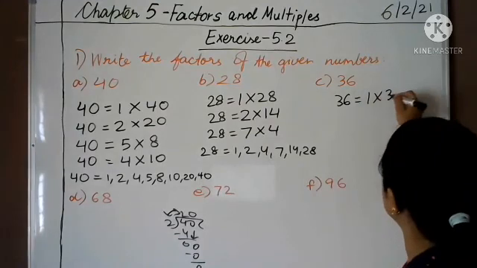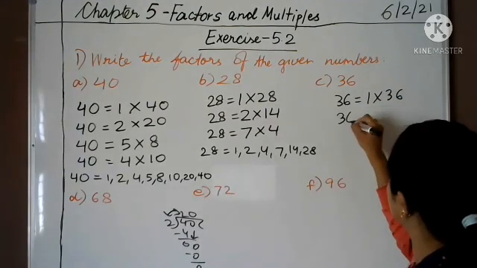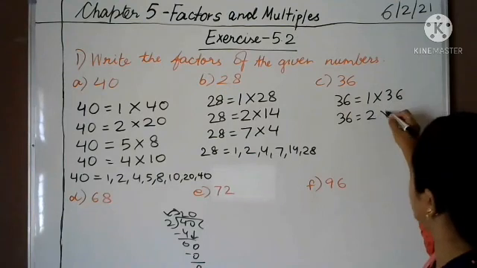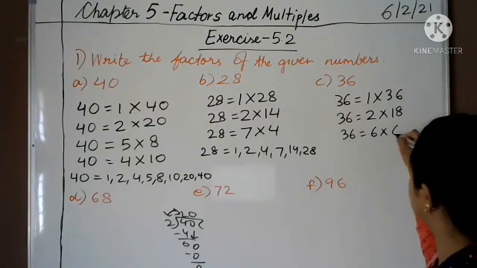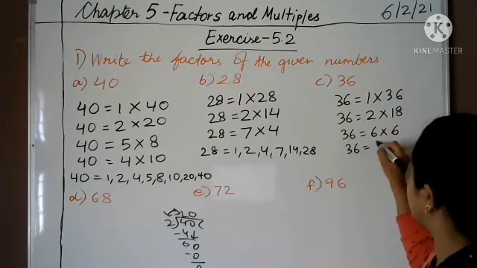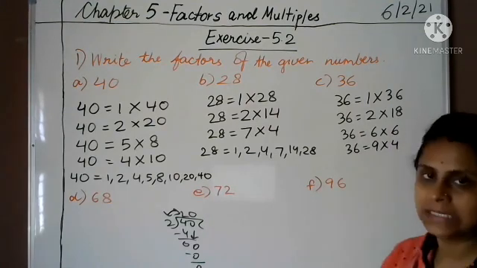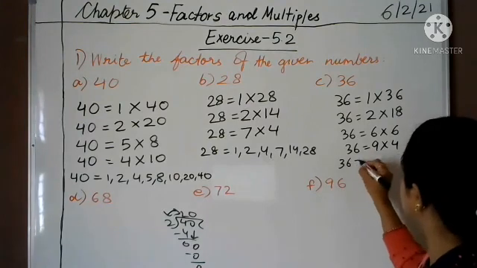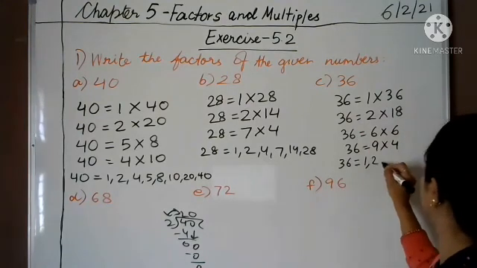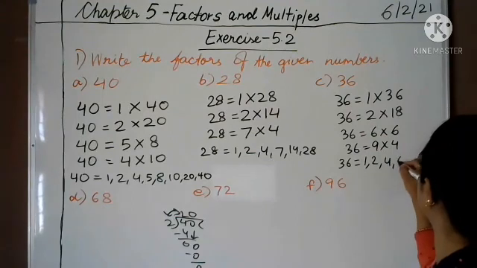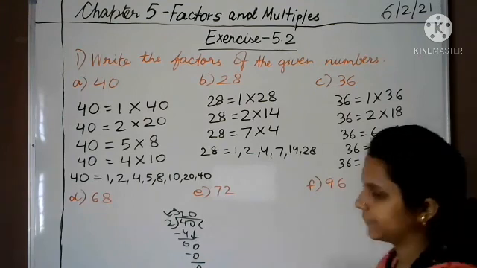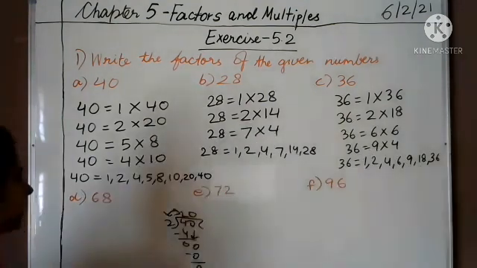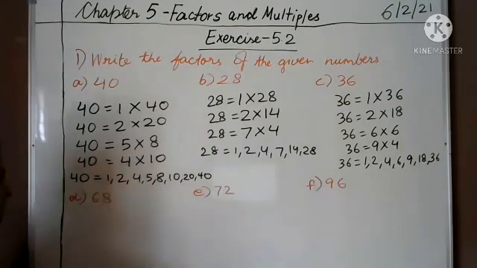Now this 36. 1 into 36 is equal to 36. It is even, so it is divisible by 2 also. 18 2s are 36, 6 6s are 36, and 9 4s are also equal to 36. So now 36 is equal to 1 2 4 6 9 18 and 36. What is repeating, we have to write only once. Fine.